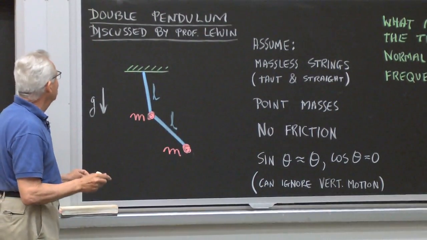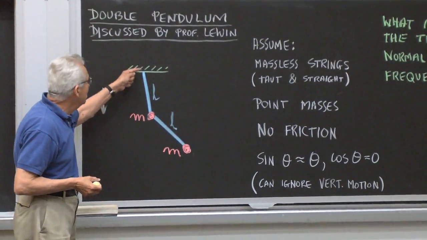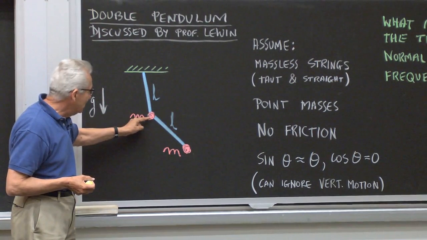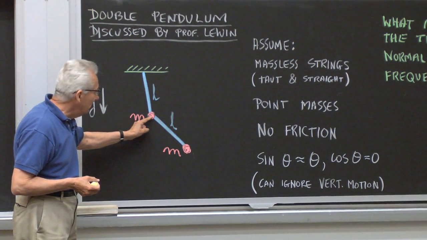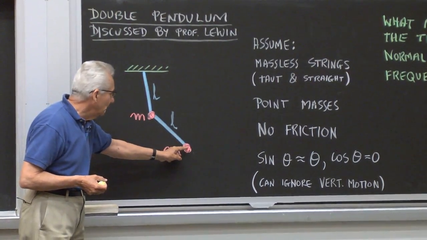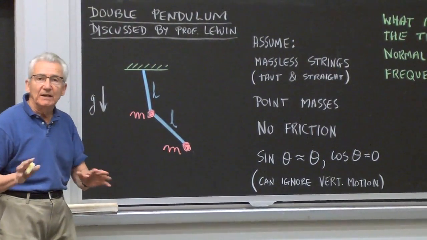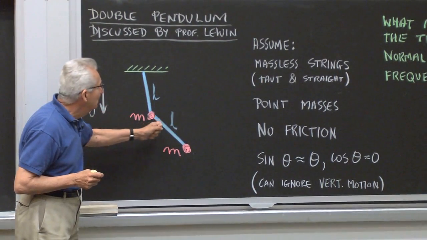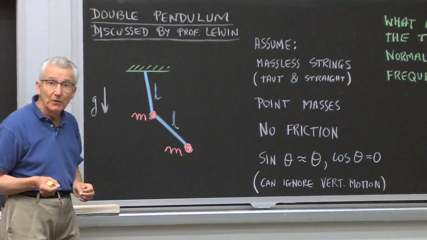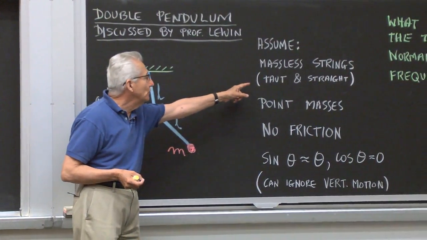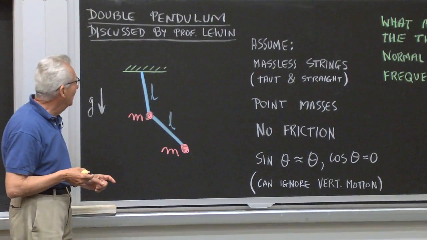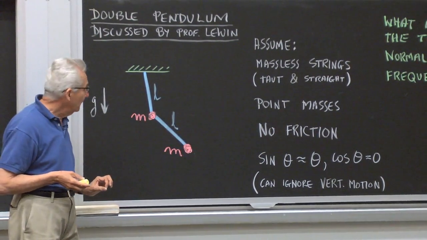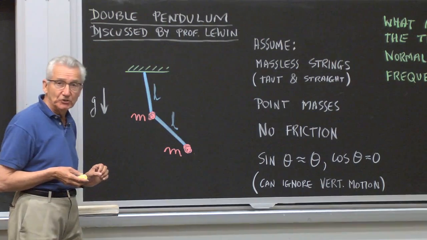What we have is, again, an idealized situation. We have a simple pendulum with a string of length L, attached to it a mass m. Attached to this mass at one end is another string of length L to another mass m. We are again idealizing this situation. So the assumptions we are making are that this string and this string are massless, which by the way is equivalent to saying that it's taut and straight all the time. You can think about that for yourself. Next, these masses are point masses, and we're assuming no friction.